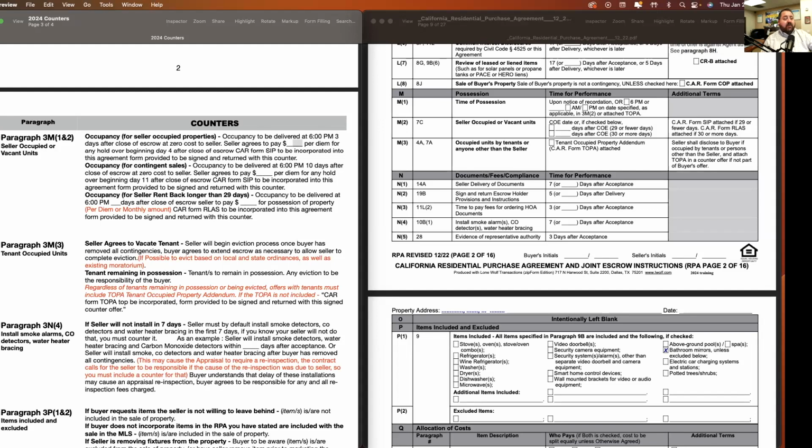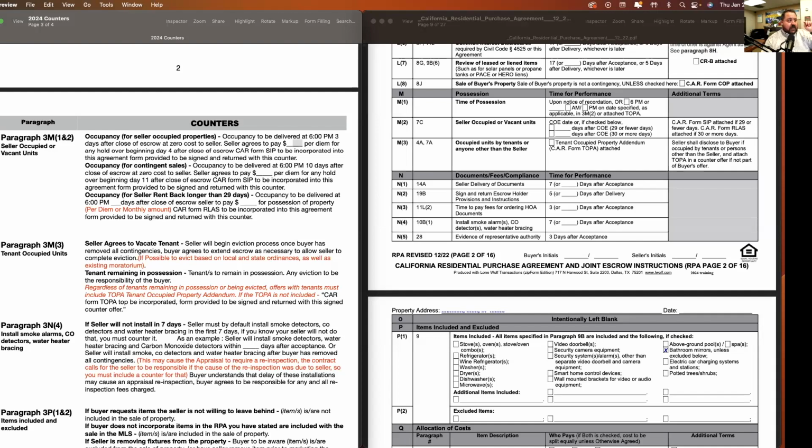Okay. Now, if it's a contingent sale, occupancy to be delivered at 6 p.m., 10 days after close of escrow. The reason I do 6 is because the contract now is at date of recording, right? As soon as you get acknowledgement of recording, that's when the occupancy starts. That's when the time of possession starts, right? Upon notice of recording, that's the default. So I'm changing it to 6 just to say, hey, at least on the date of close of escrow, we have some time before you're like, hey, this is my place, right?